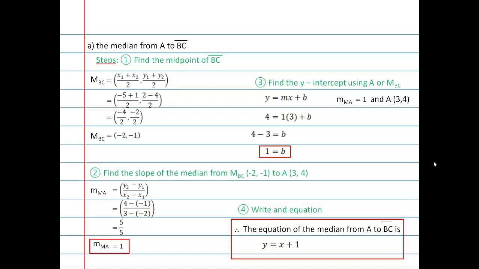It's 1x, but I don't need to write the 1. Okay, the next one we're going to look at is our altitude.